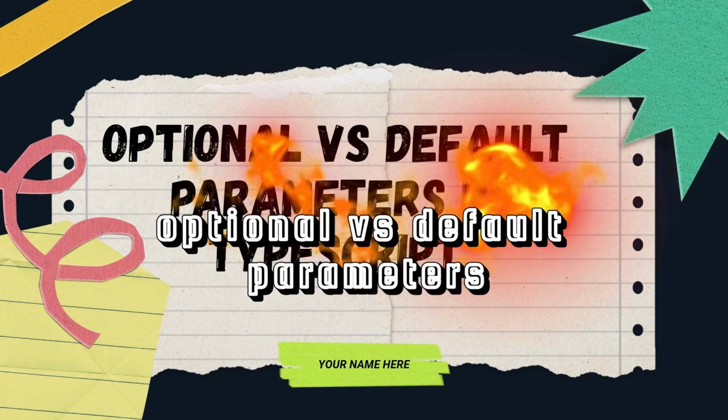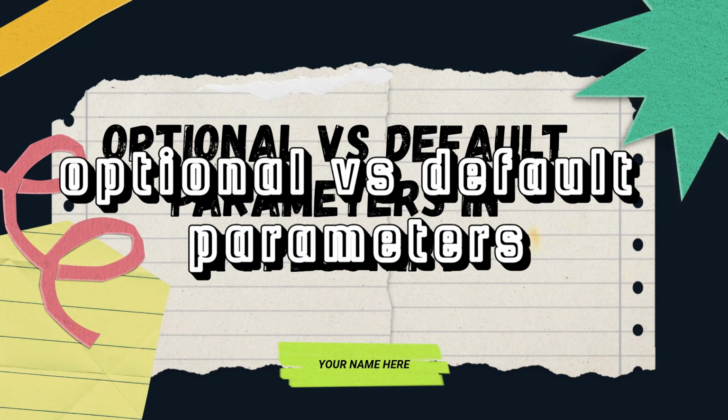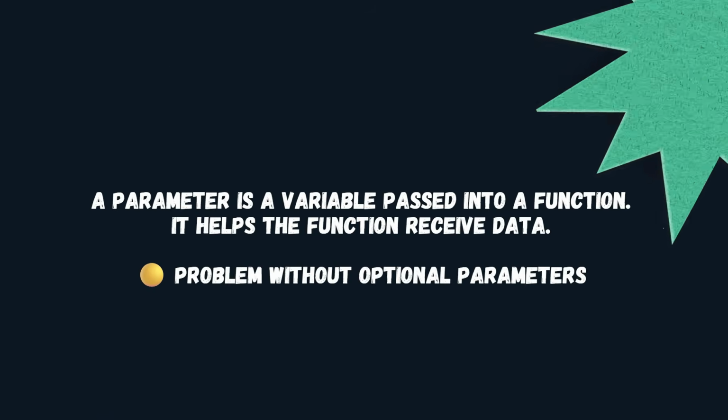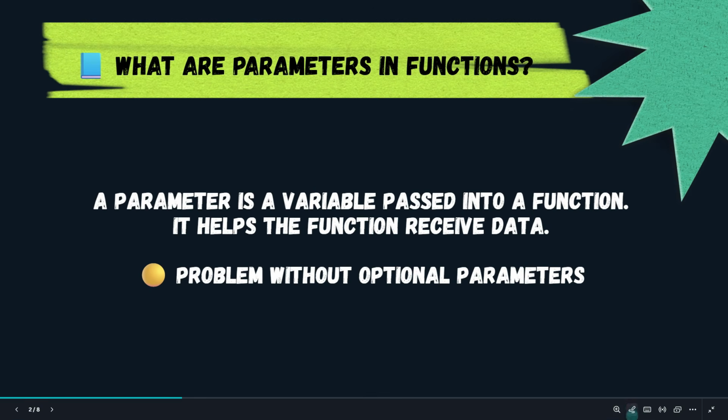Hello everyone. Today we are going to learn about optional versus default parameters in TypeScript. So why does this TypeScript function throw an error when parameters are missing? We will see in this lecture how companies write flexible functions without breaking code. In this video you will learn optional parameters and default parameters in TypeScript with real-world examples and best practices. So here is the first question: what are parameters in functions?